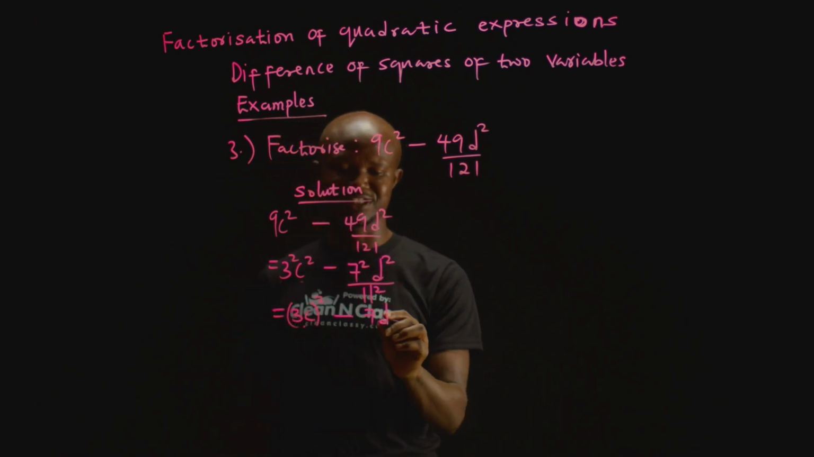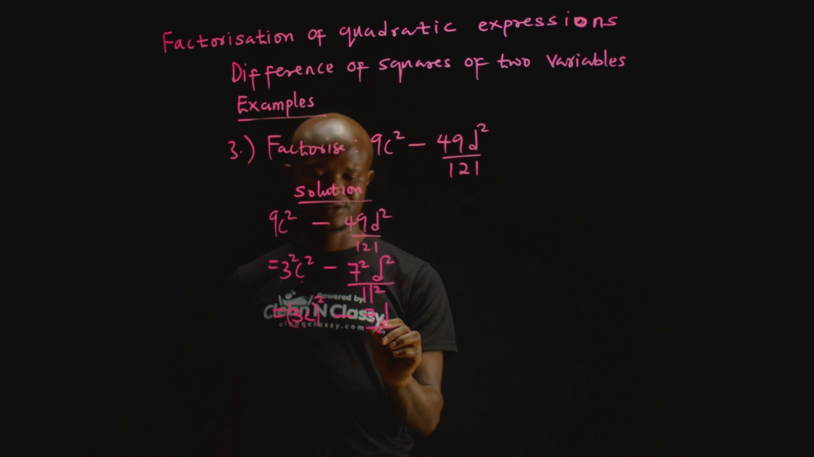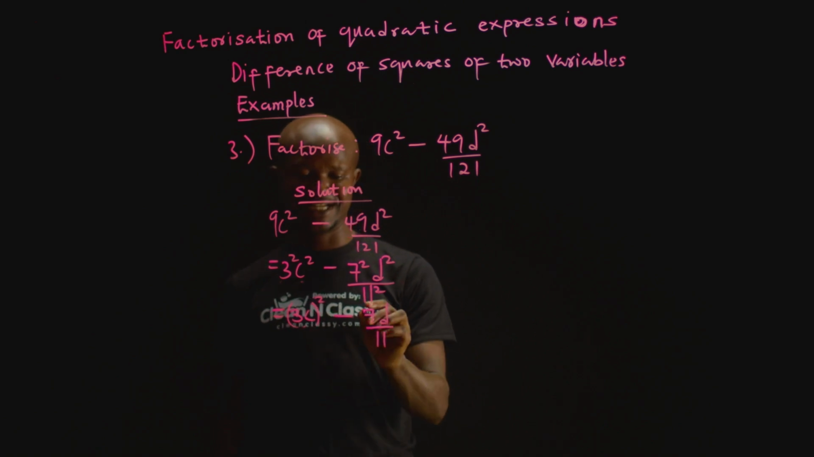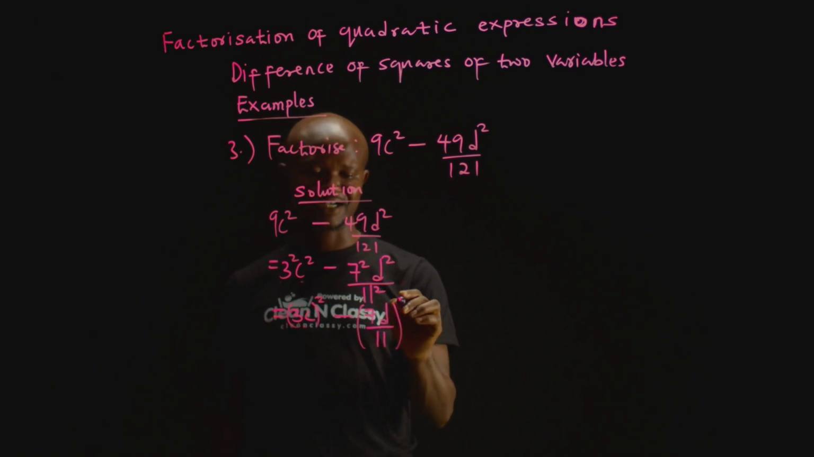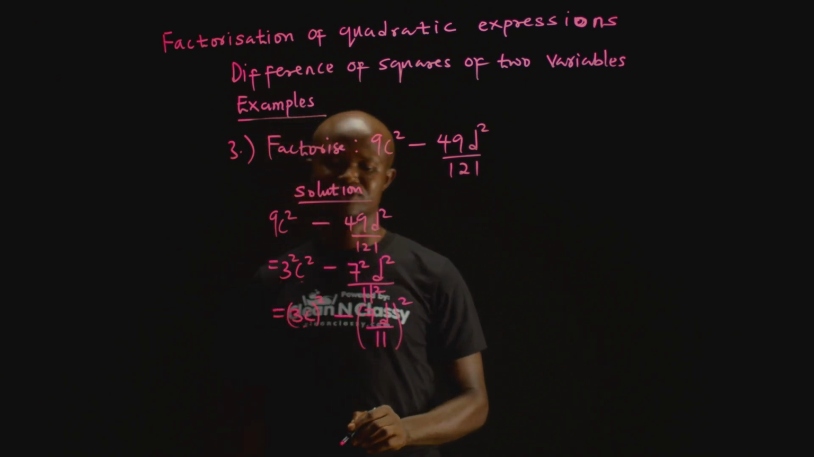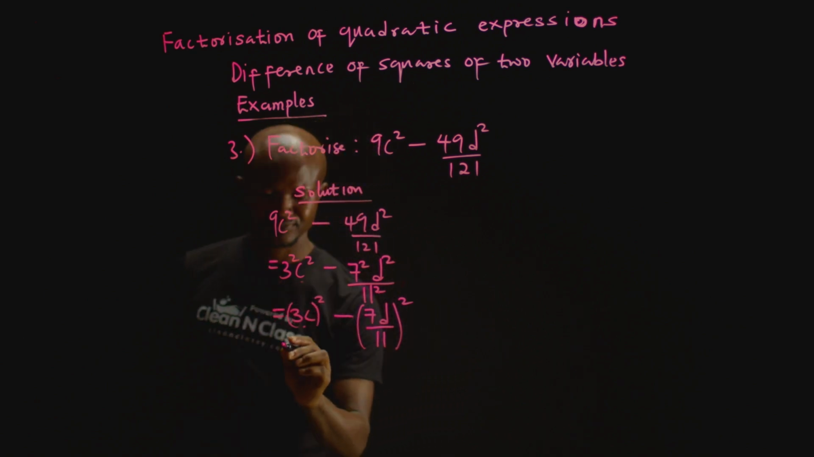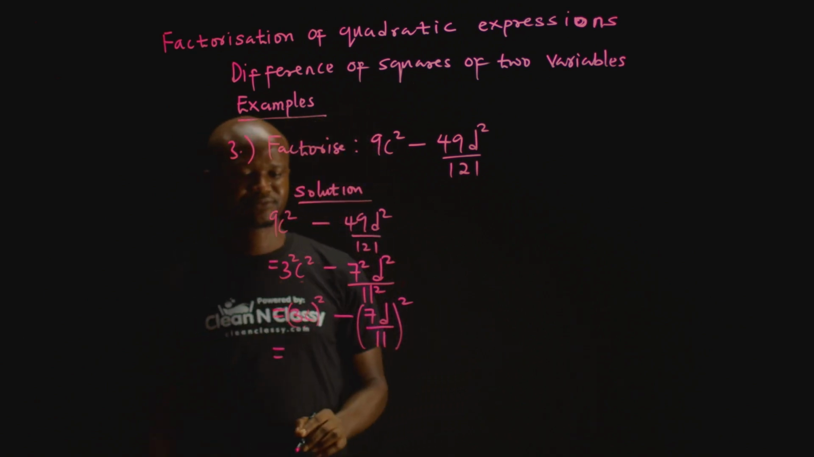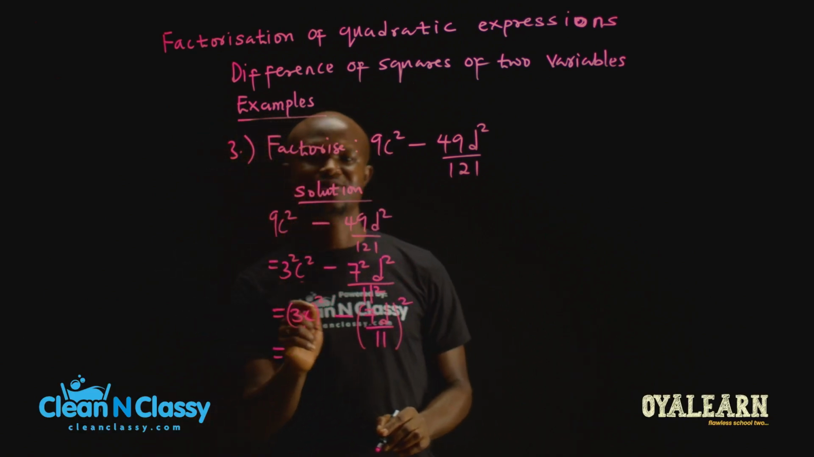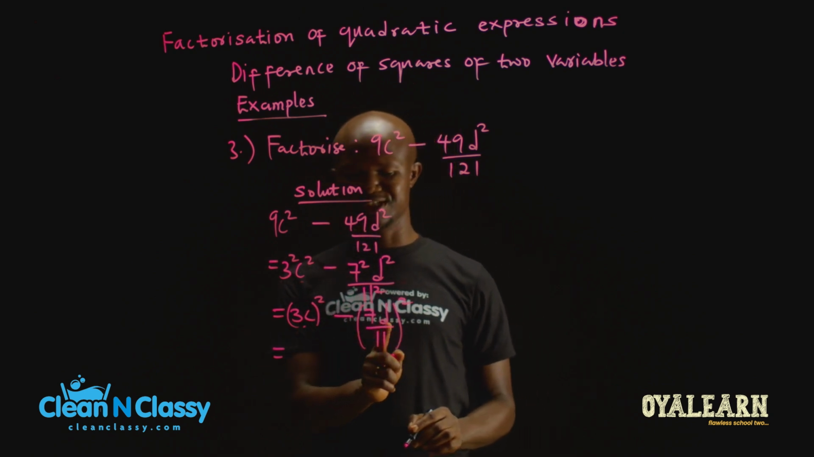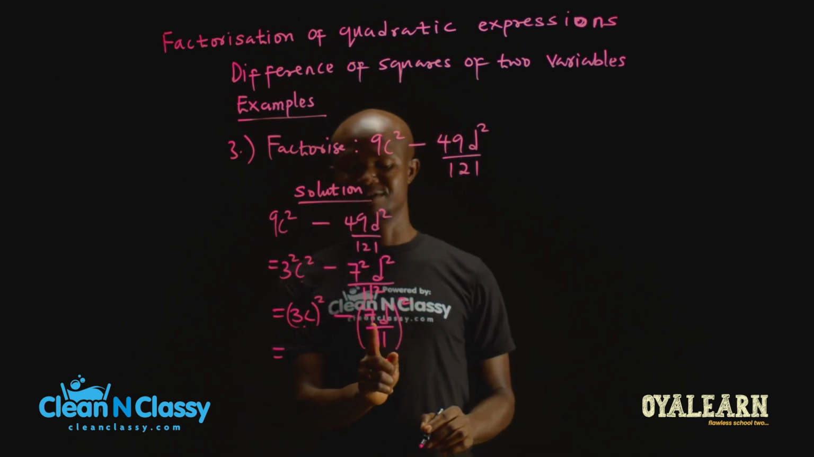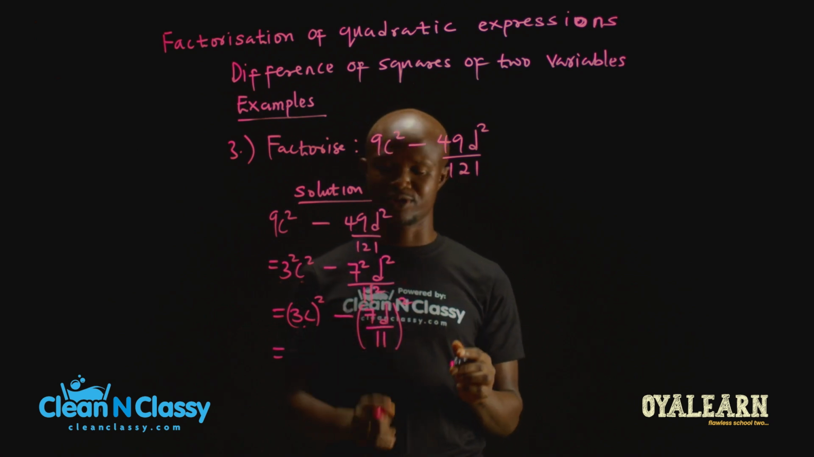So we can bring everything together. So divided by 11, then it will have a carrier outside, which is 2, raised to the power of 2. So in this case, we now have 3c raised to the power of 2 minus 7d divided by 11, everything raised to the power of 2.